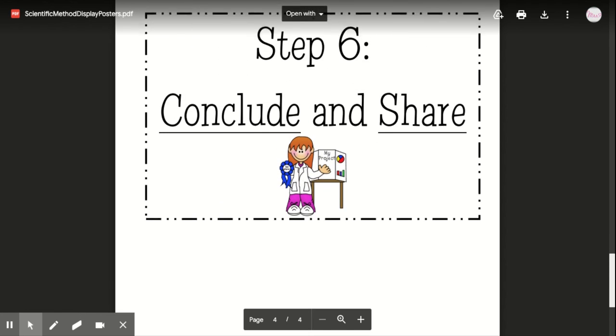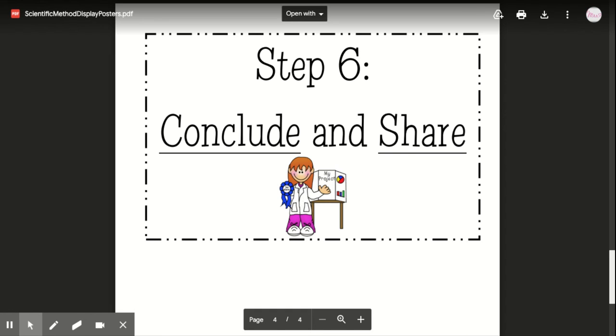So that's the scientific method. And we're going to look at some different experiments that use these steps.